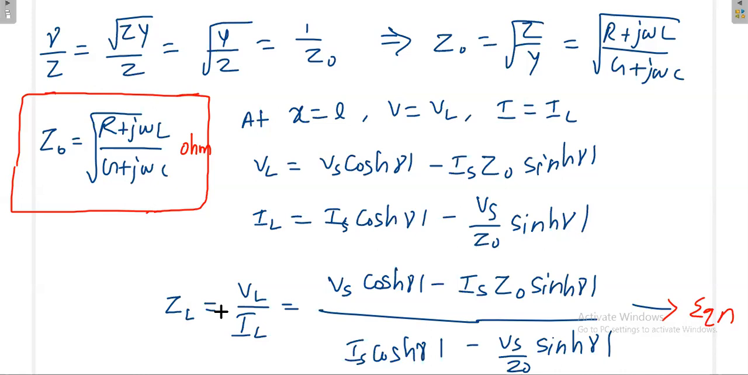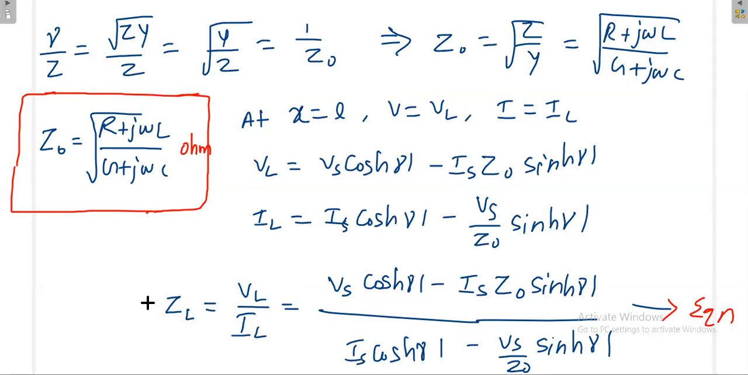What happens if I connect the characteristic impedance at the load? Once I take my ratio, that will be equal to Z0. Earlier, if ZL was there, you would take the ratio and get ZL. Now, if Z0 is there instead of the load, you get Z0. So physically, instead of the load, you are connecting the Z0 value.